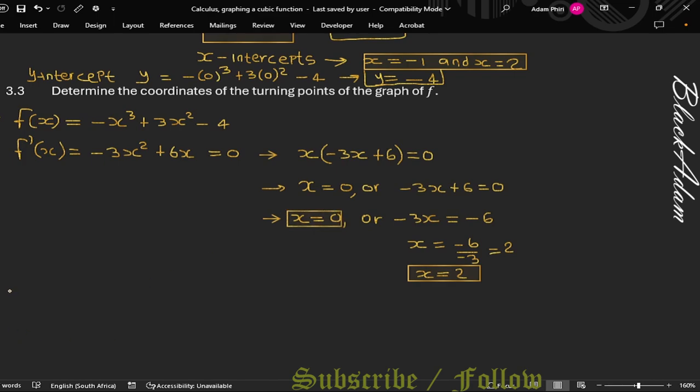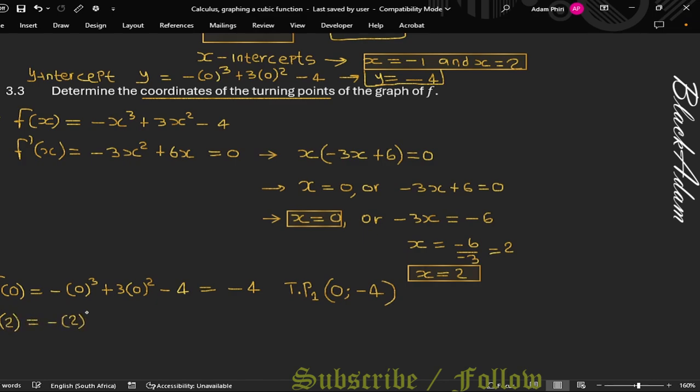And then we need to find the y values. So f of x, when we have 0 there, we know that negative 0 cubed plus 3 multiplied by 0 squared minus 4 gives us negative 4 as our final answer. So the turning point x is 0 and y is negative 4, and that's the first turning point. For the second turning point, we have a value of x equals 2.